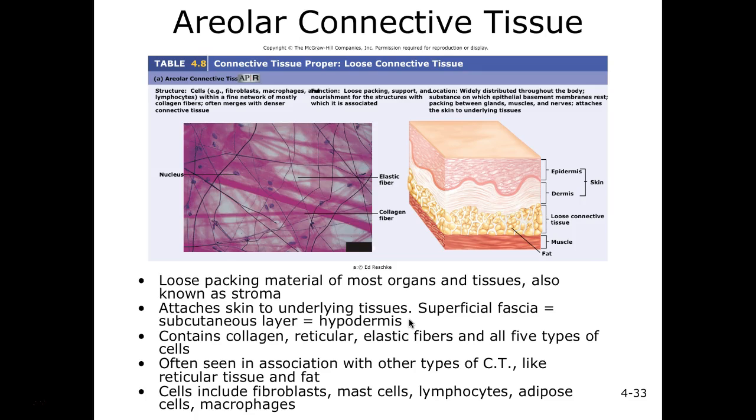So first we have our areolar or loose connective tissue. Once again, we have a lot of collagen here, some elastic fibers, and you see pictured the nucleus of a fibroblast. This is going to help us in our loose packing of materials of most of our organs and tissues, and this is mostly known as stroma.